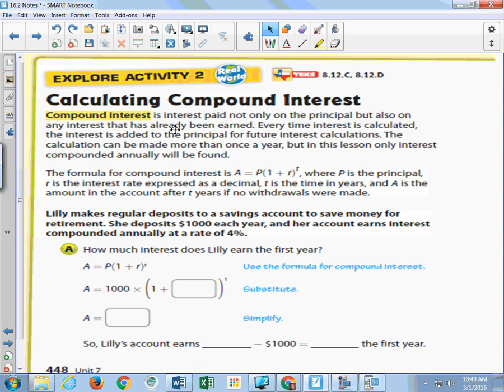All right, every time interest is calculated, the interest is added to the principal for future interest calculations. The calculation can be made more than once a year, but in this lesson, only interest compounded annually will be found. All right, if you are lost, you should be on the back of the first page. The formula for compound interest is A equals P times (1 plus R) to the T power, where P is the principal, R is the interest rate, expressed as a decimal, and T is time in years. A is the amount in the account after 2 years if no withdrawals were made.